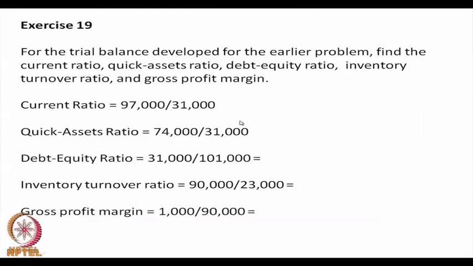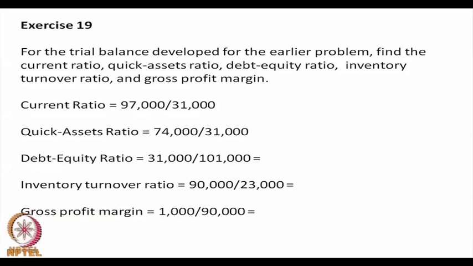Now, we go to the next question. Next question is based on the data that had been provided in exercise 18. The question is, for the trial balance developed for the earlier problem, find different ratios. These are the financial ratios: current ratio, quick assets ratio, debt equity ratio, inventory turnover ratio and gross profit margin ratio.